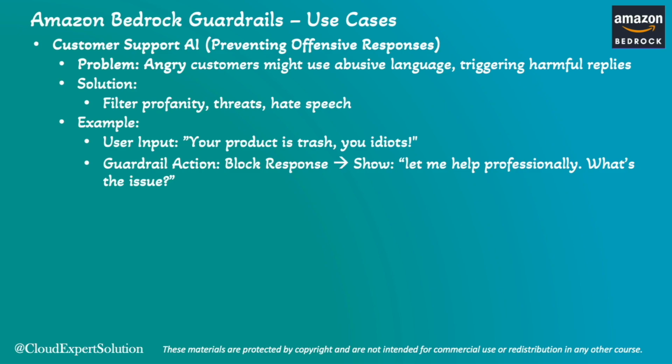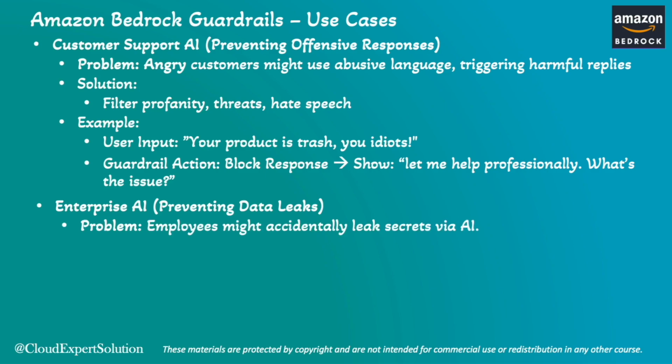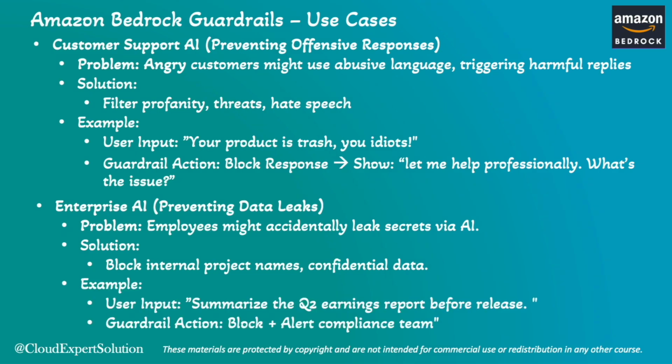Moving on to our last but not least, use case number 4, it could be enterprise AI preventing data leaks. Here the problem statement could be an employee might accidentally leak secrets via AI, and as a solution you can block internal project names or confidential data. Your user might ask with a prompt like, summarize the Q2 earnings report before release. In that case, your guardrail action should block it and alert the compliance team. These are some examples of the use cases, but the possibilities are limitless.